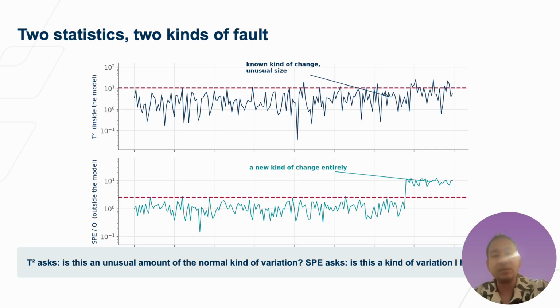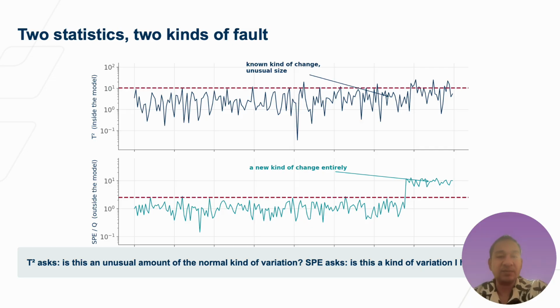Look at what each one catches. Around run 140, there is a drift along a known direction. T² rises, SPE stays quiet. The tool is doing a familiar thing to an unfamiliar degree. Now around run 170, something different happens. SPE jumps. The correlation structure itself has broken.